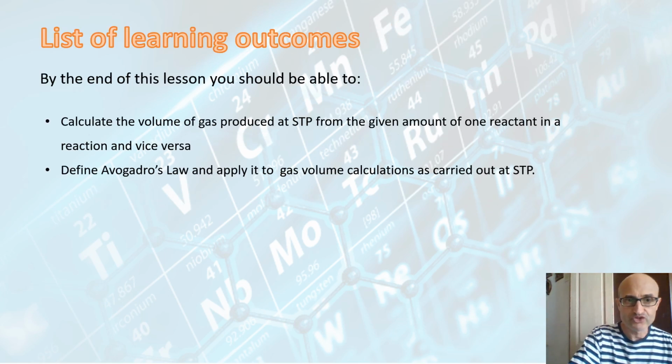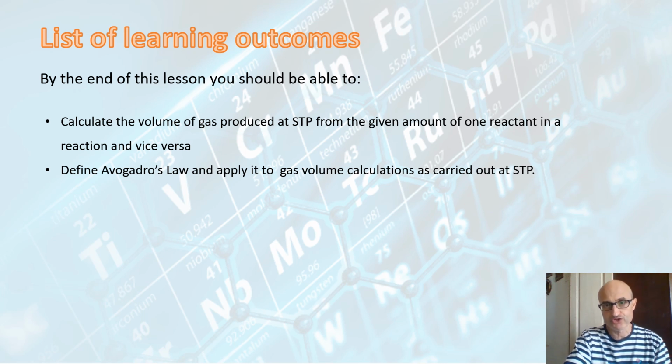So in this lesson, we shall be learning how to calculate the volume of any gas produced at STP. I shall also explain what STP is in the next slide. Suffice to say at this point that STP means standard temperature and pressure. So we shall calculate the volume of any gas at standard temperature and pressure given the amount in grams, for example, of one reactant in a chemical reaction.